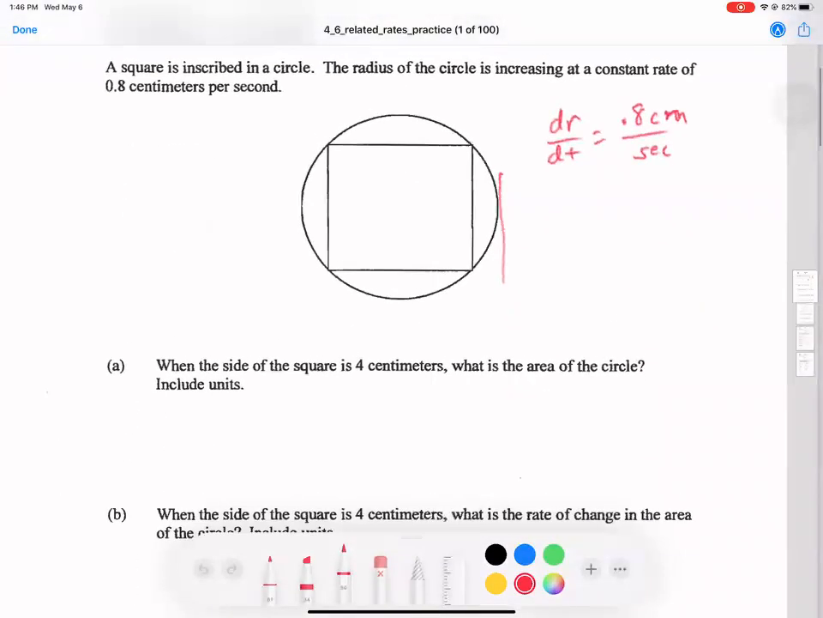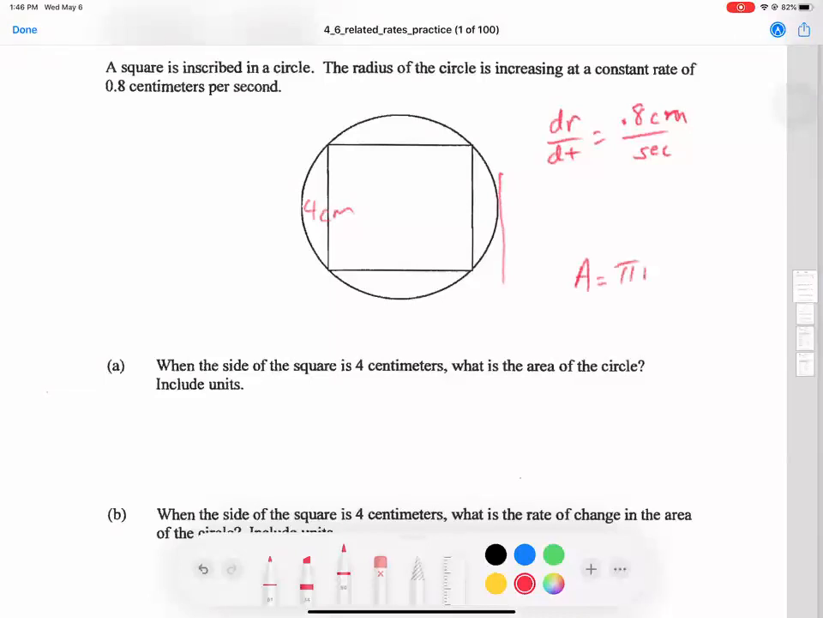Okay, so when the side of the square is 4 centimeters, what is the area of the circle? Include units. Okay, so we read the question. The side is 4 centimeters. What is the area of the circle? A square is inscribed inside a circle. Okay, so let's see. I don't know where to start. I'm just gonna try it. When the side of a square is 4 centimeters, what is the area of a circle?